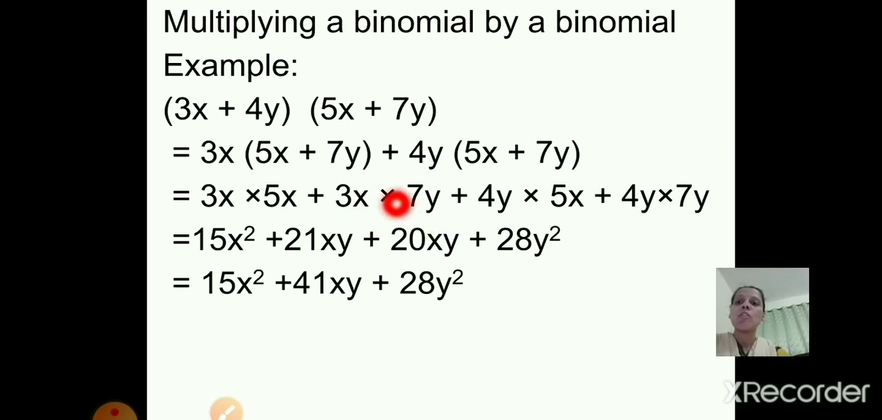Okay, hope you are clear on this. Now plus 4y. See the inside bracket 5x, so plus 4y multiply by 5x. In between plus sign. So here it is plus 4y multiply by 7y, right?